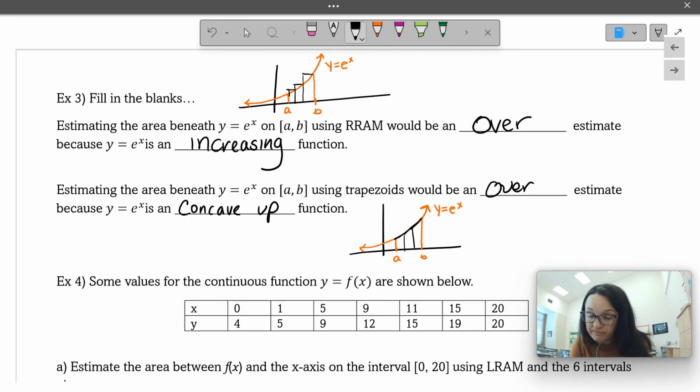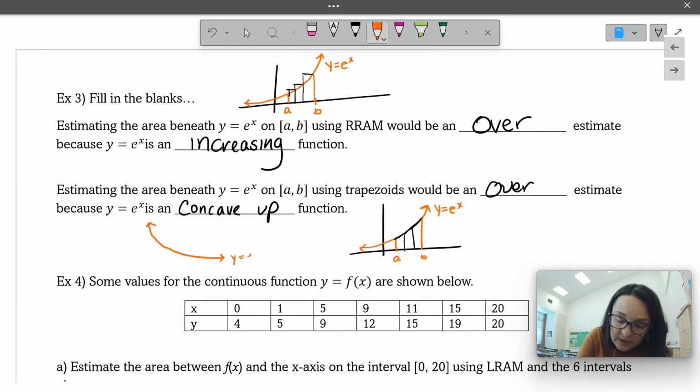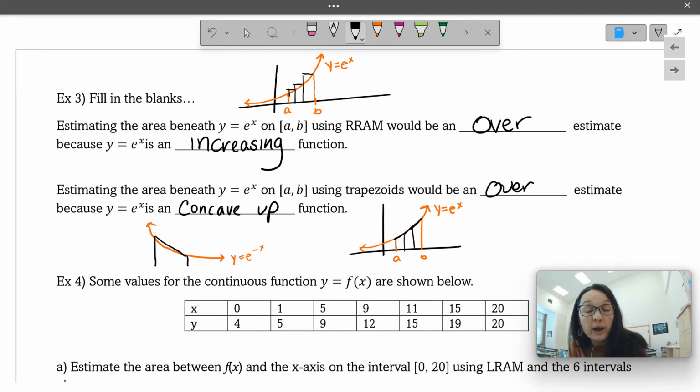Okay? And if you're thinking, wait, but how can that be? Look, here's another concave up function. Here's y equals e to the negative x. And if I drew trapezoids in here, they are still overestimating the area of the curve. All right? So concavity determines over-under for trapezoids.